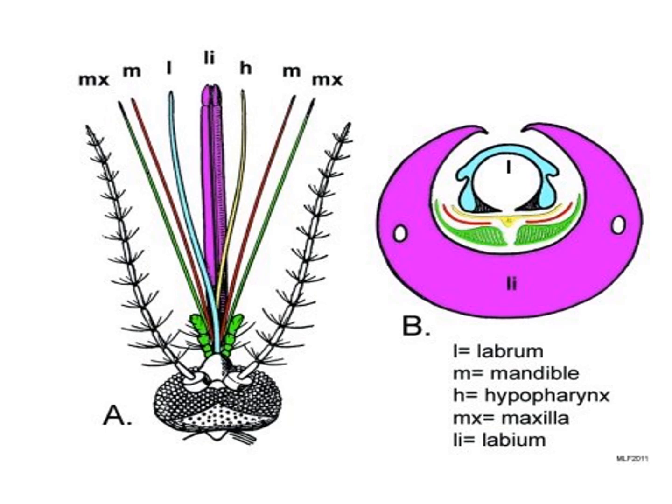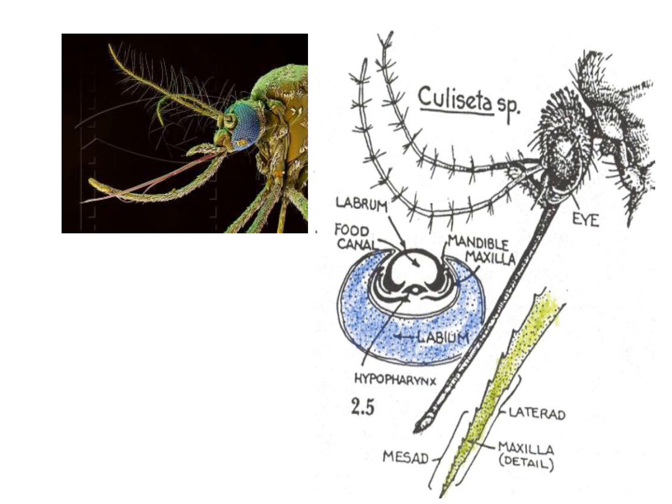After the labium we have the labrum, then we have the mandibles, hypopharynx and maxillae. Again the picture of the mouthpart, we can see the saw tooth-like structure of the stylet.